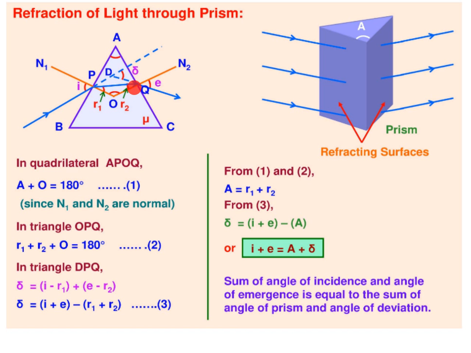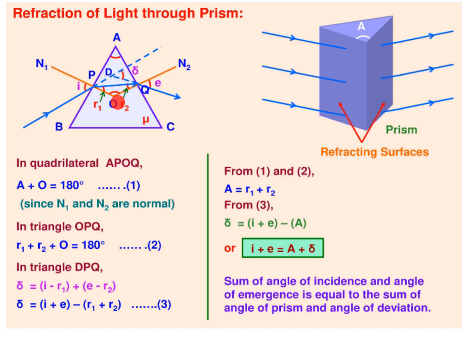And it strikes the second refracting surface AC at point Q, which is the point of emergence. Also, N2QO is the normal passing through the point Q.